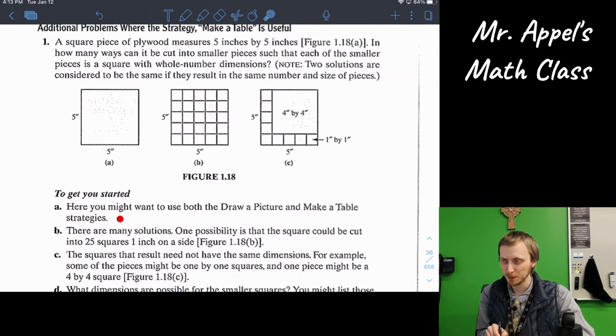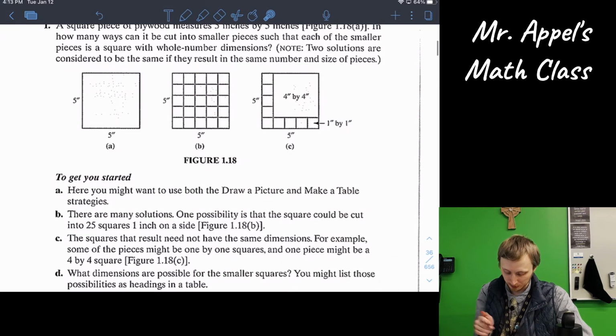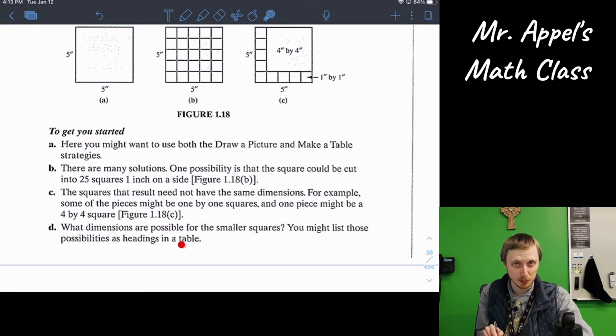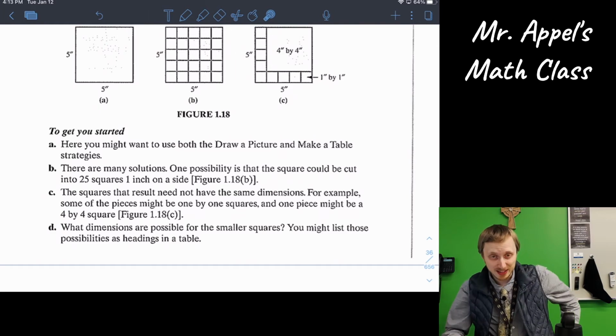So some tips before you begin. Here you might want to use both a draw a picture and make a table strategy. You could make a table of pictures. There are, in fact, many solutions. One possibility is that the square can be cut into 25 squares, 1 inch on a side. Squares that result need not have the same dimensions. For example, some of the pieces might be 1 by 1 squares, and one piece might be a 4 by 4 square. We have that here. What dimensions are possible for these smaller squares? You might list those possibilities as headings in a table. What possible sizes are there even to consider?